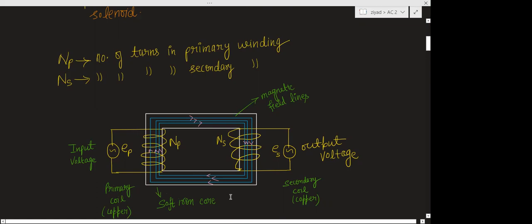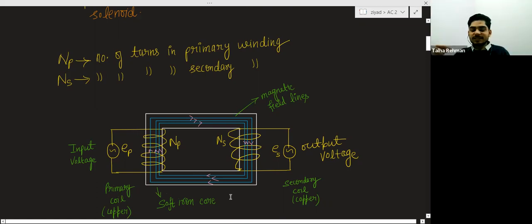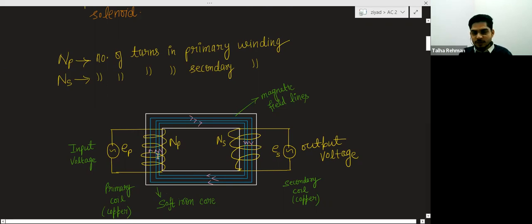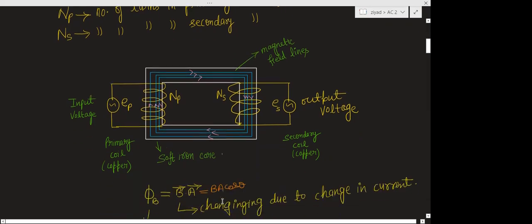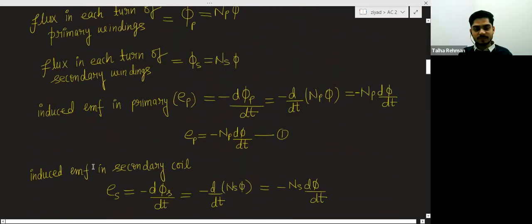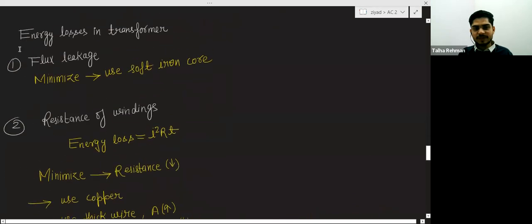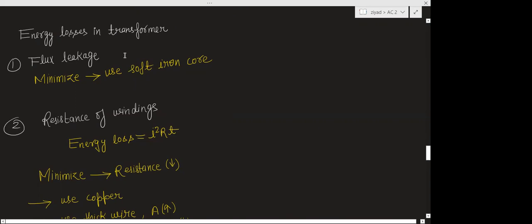For minimizing that flux leakage, you have to align the magnetic field lines in a proper direction like this. That is why we use the soft iron core, because the soft iron core confines the magnetic field within itself. So the first energy loss is flux leakage. How to minimize the flux leakage? Use a soft iron core.